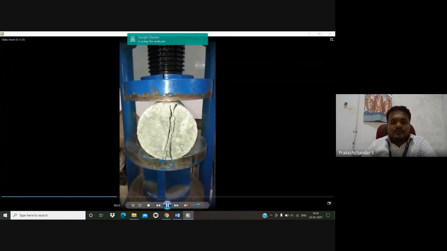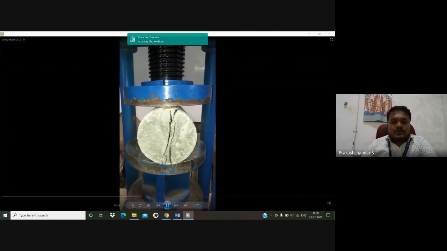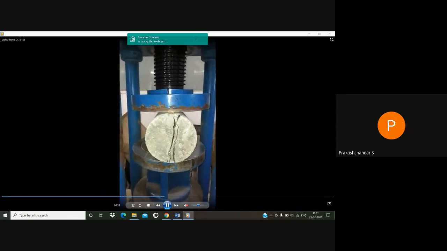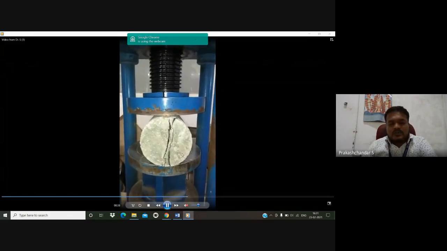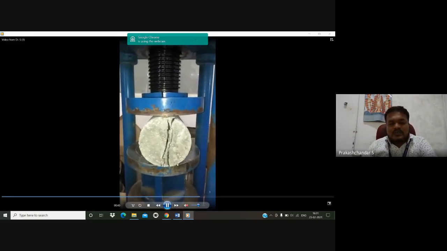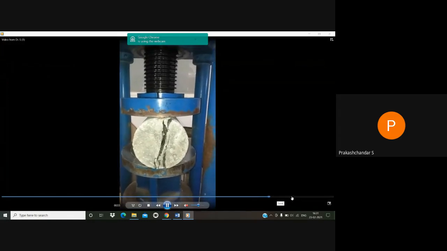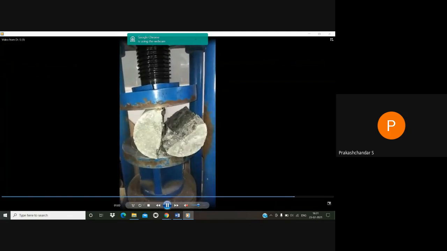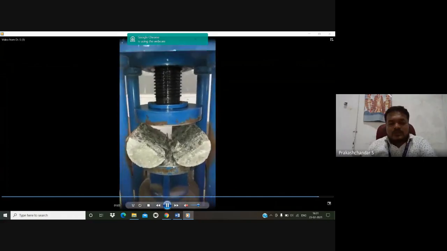So this is the specimen in the compression testing machine for doing the splitting tensile strength test on the concrete specimen. The specimen is kept in horizontal position. Wooden strips are available, and what is the formula for this? 2P by pi DL. So you have to wait until splitting occurs.